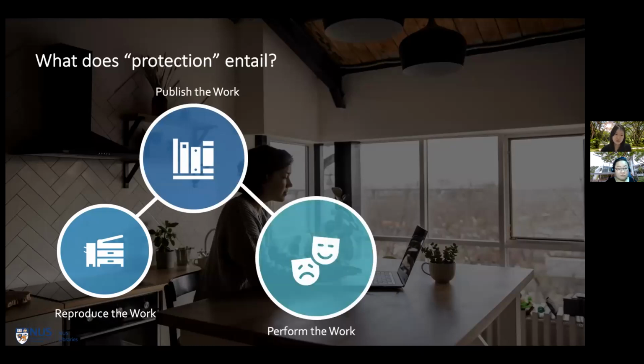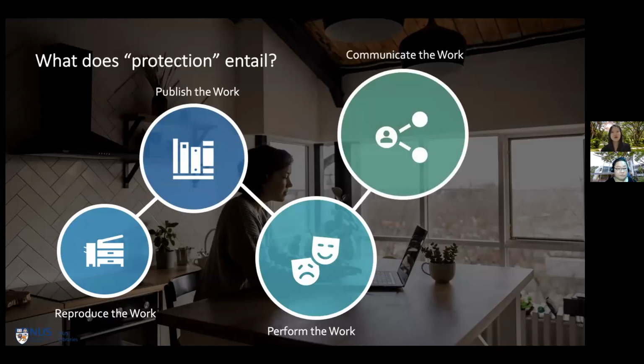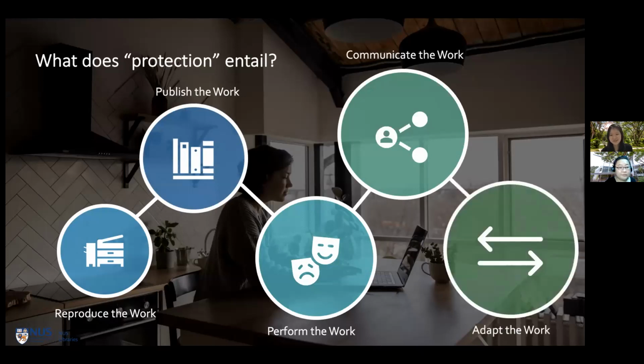Performing the work. This one applies more to dramatic works like plays. Okay, communicate the work. Taking an image and posting it on a public blog, that's communicating it to the world, or putting it in an email and sending it out to a bunch of people, that's also communicating. And finally, adapting the work. For example, adapting a novel into a play, right? So these are things that copyright owners can prevent others from doing.